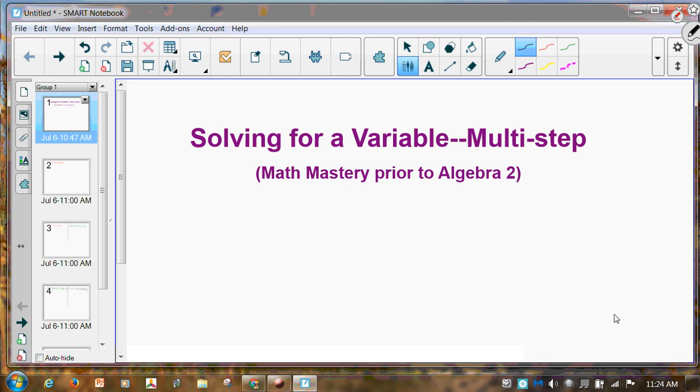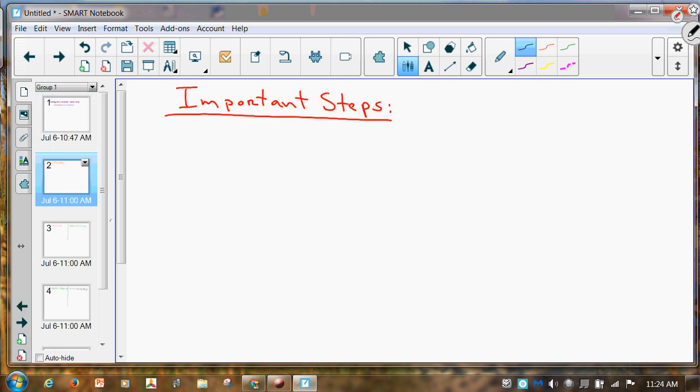Okay, today we're going to talk about solving for a variable with multi-steps in the problem. And before we begin, let's review a couple things. When you're solving for a variable, and we'll do several examples in a moment, there are some important things you want to remember. The first one is very, very critical: that order of operations is followed.